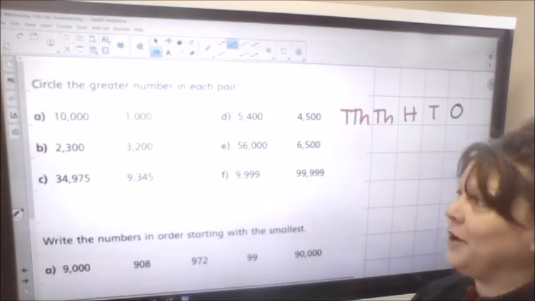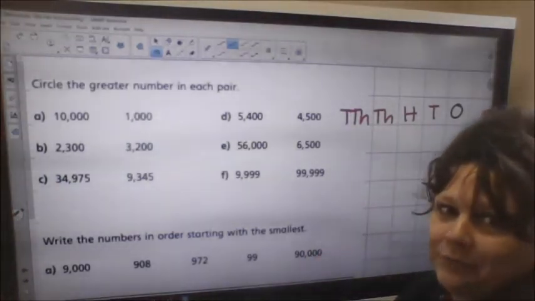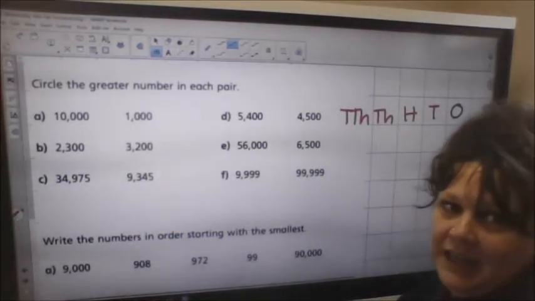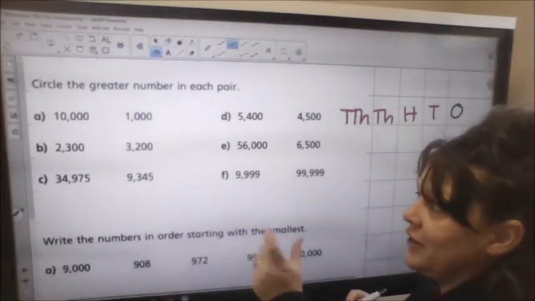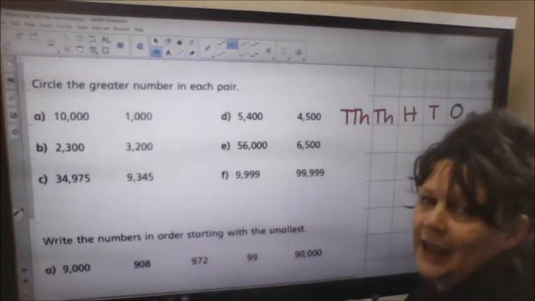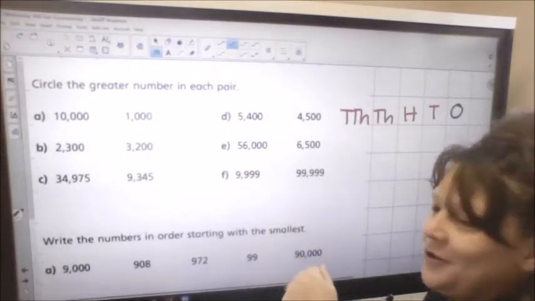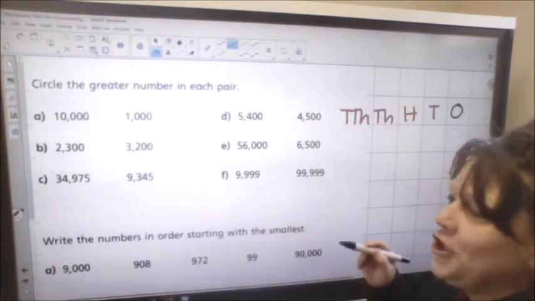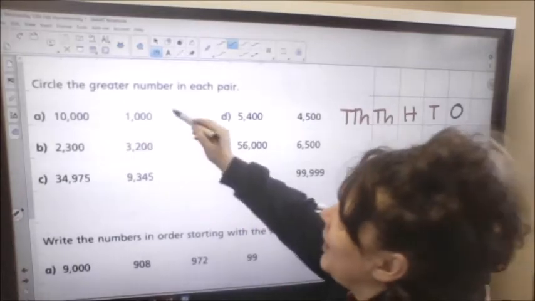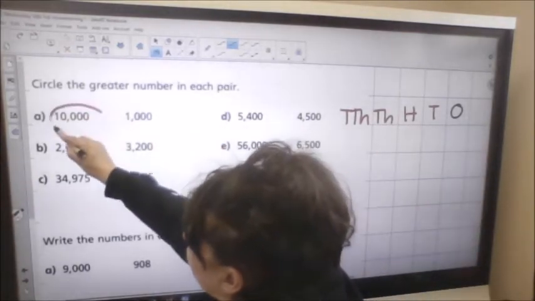Okay, year 6, how did you do? If you were using the grid really carefully, or looking at the numbers really carefully and counting how many digits they had in them and reading the numbers carefully, you'd be able to work out that in A, the greater number was 10,000.